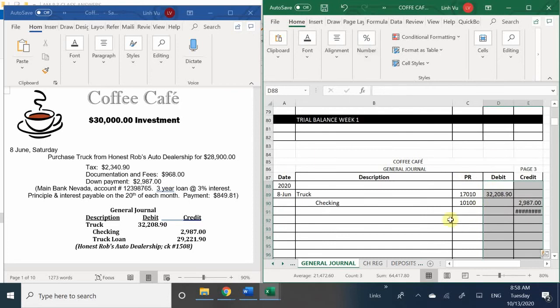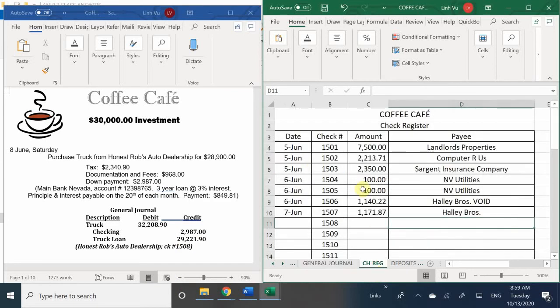All right, and I have a truck loan. Can you tell me what that account number is? 2808. Okay, truck loan is going to be 2808. Now, first things first is I wrote a check. So where do I go?